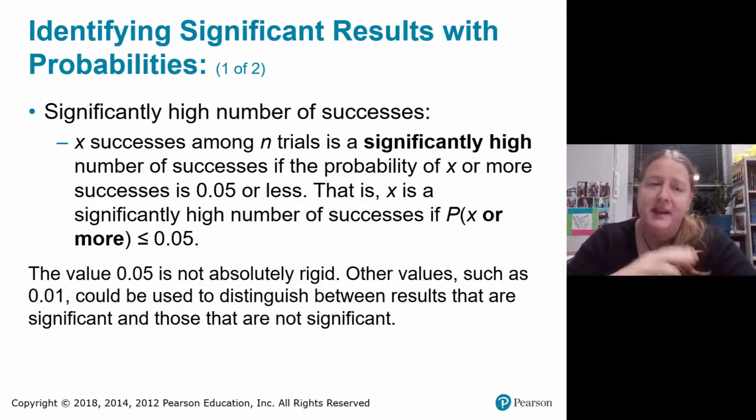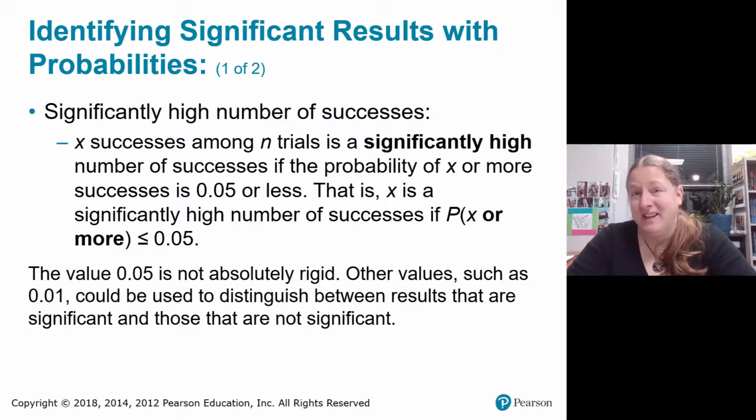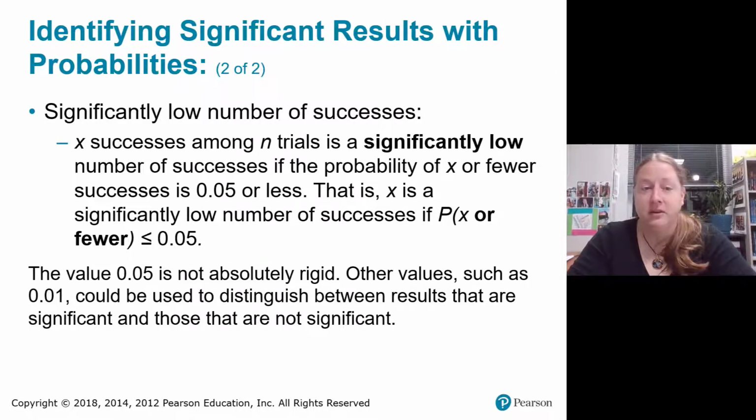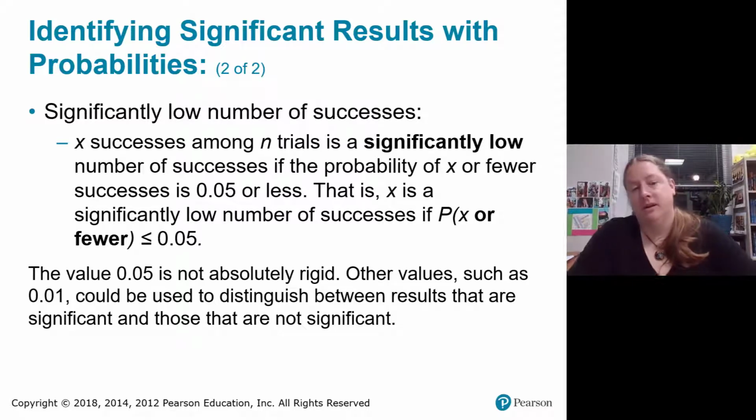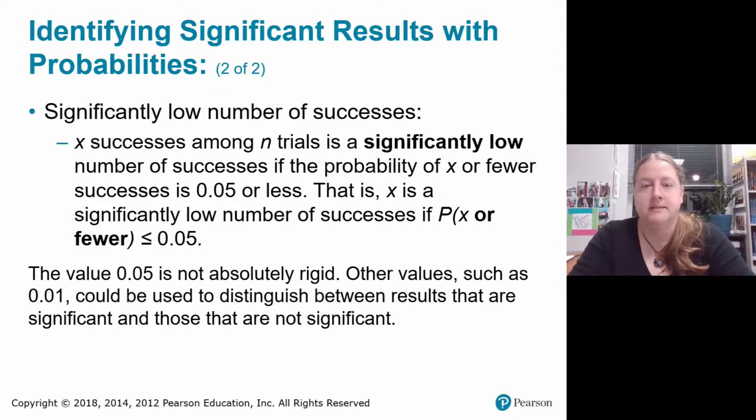So again, for significantly high numbers of successes, if we take n trials, a significantly high number of successes is if the probability of X or more successes is 0.05 or less. 0.05, again, is not necessarily the number that you have to go with, and depending on the context of the problem, we don't want to go with 0.05 always. Sometimes 0.01 is better, or 0.001. It depends on the context. And similarly for significantly low, it's finding that the probability of a value that low or lower is less than or equal to 0.05 or 0.01 or whatever we're going with given the context.